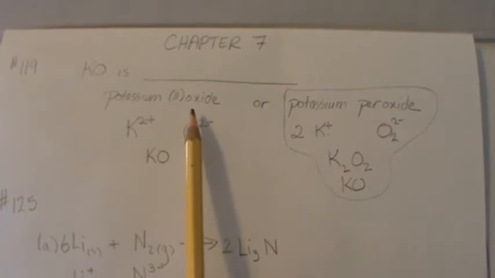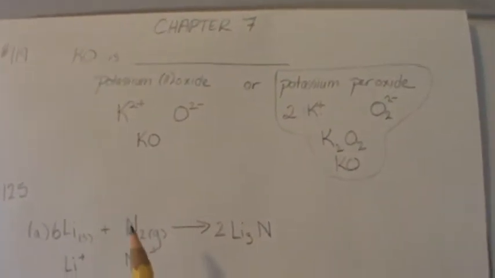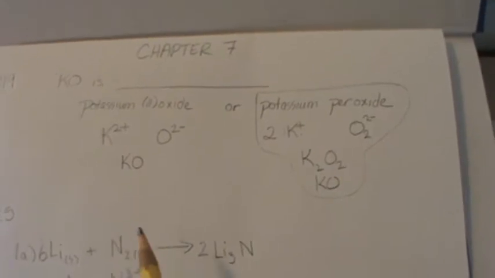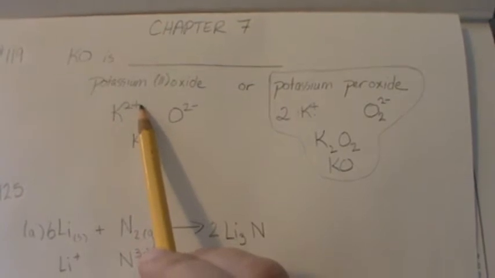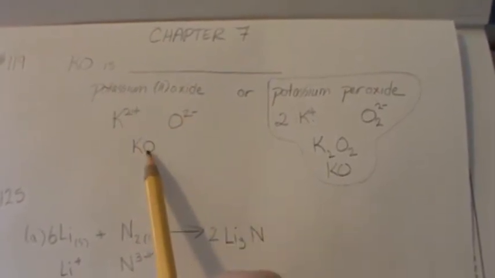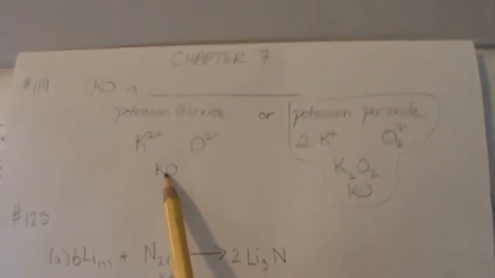Okay, so in here it says that for 119, KO is the empirical formula for either potassium oxide or potassium peroxide. Okay, and they want to know which one we could be talking about. Now, if it's potassium oxide, that would make it K2 plus and oxide 2 minus for KO. Okay, let's look at why this does not work.